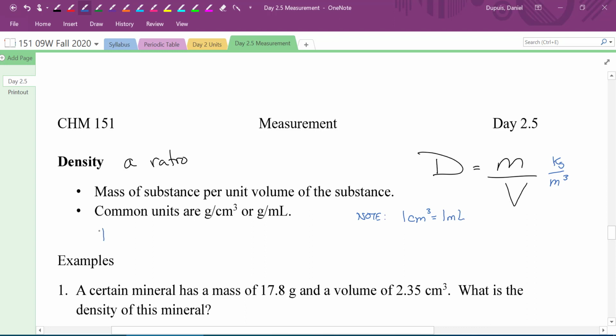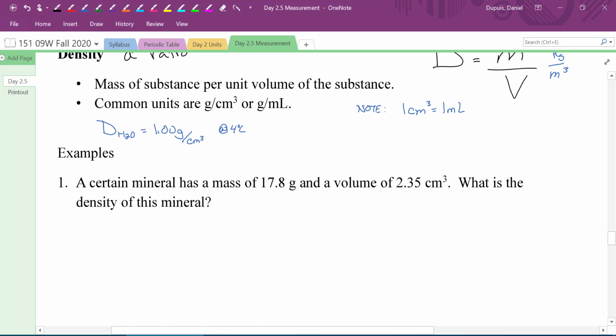The density of liquid water is 1 gram per centimeter cubed, or 1 gram per milliliter. Of course, this is only at 4 degrees Celsius, but we're going to use it unless otherwise told. It's actually like 0.999 something, so we'll use 1. All it is, is a ratio of mass to volume, and we're going to use it as a conversion for calculations. So now, 2 examples real quick.